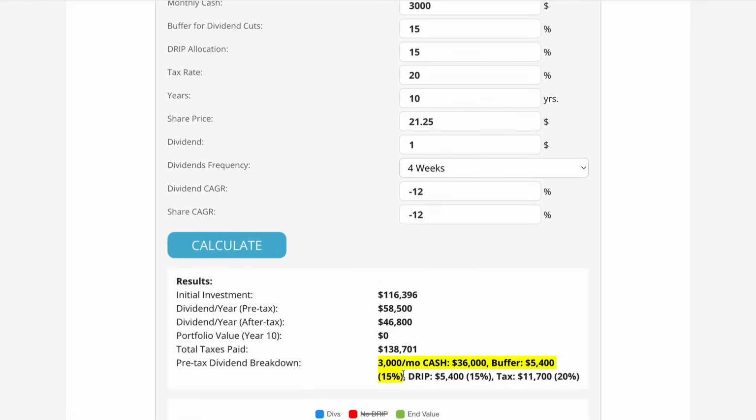Okay, and so here is a breakdown again. $3,000 per month goes toward the mortgage payment, and that's total 36 grand per year. Buffer, that's your cash money, the pocket money, 5,400, and then for dripping we'll allocate another 5,400, and taxes on that amount is $11,700 per year, and that's at 20%. So if you're in a 25% bracket, you can recalculate, and you need about $10,000 more, but your taxes will be significantly higher. So let's keep it at 20.